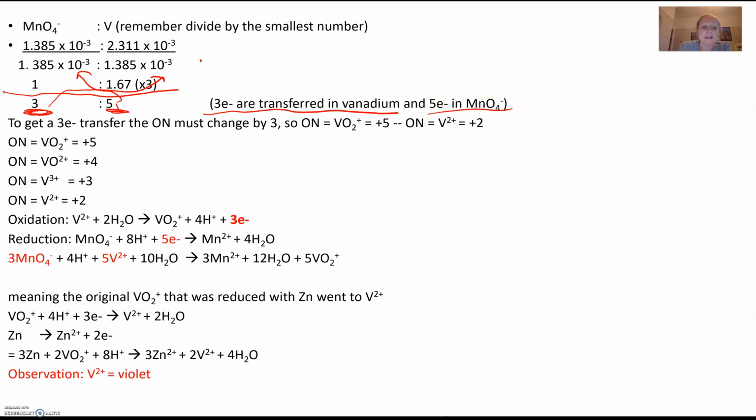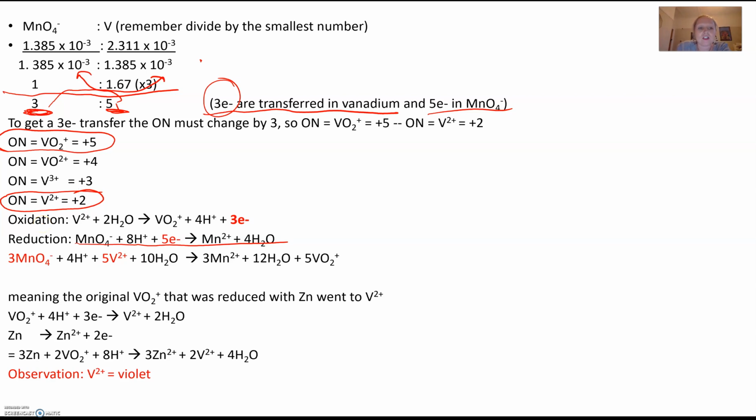We know permanganate's getting reduced to Mn2 plus, which is the 5 electron transfer, and that means a decrease of oxidation number of 5, and a 3 electron transfer in the vanadium. So we know we're starting with this one, which has an oxidation number of plus 5. So how can we get a difference of 3? And the answer is it has to be vanadium 2 plus.